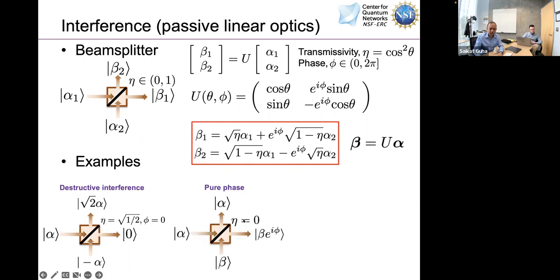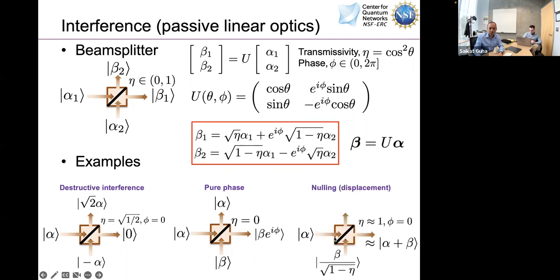Pure phase. Well, if I set eta to 0, it is nothing but a reflector. It's not a beam splitter anymore. So this light gets reflected, goes out this way, beta goes out this way, maybe gets a phase. So it's a special case of this unitary. And one other fun use of the beam splitter is to do nulling, which is a slightly non-standard way of using a beam splitter, but it's easy to work it out.